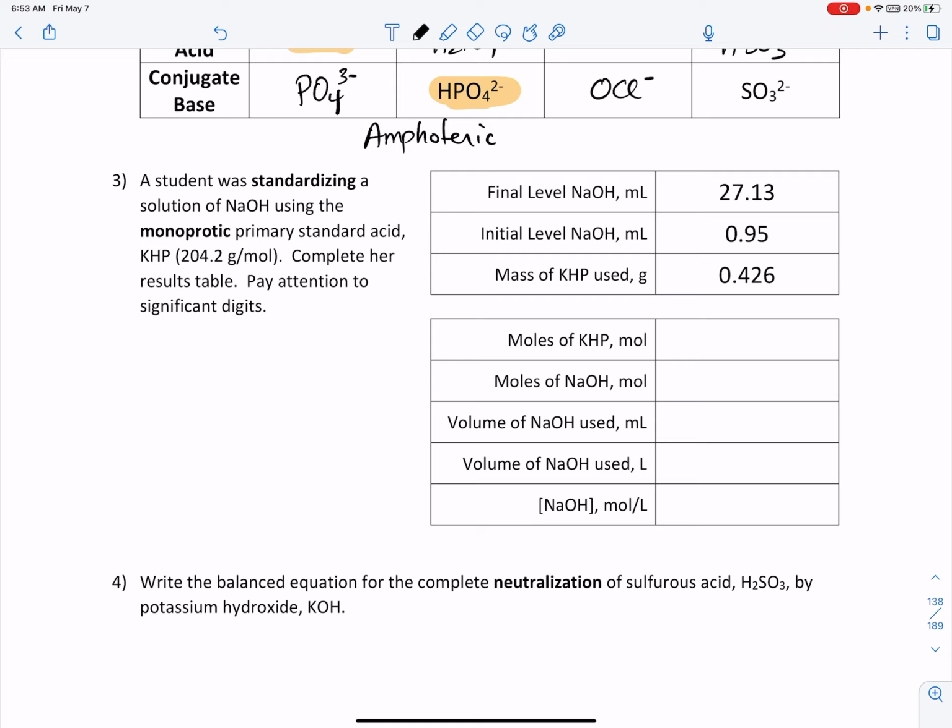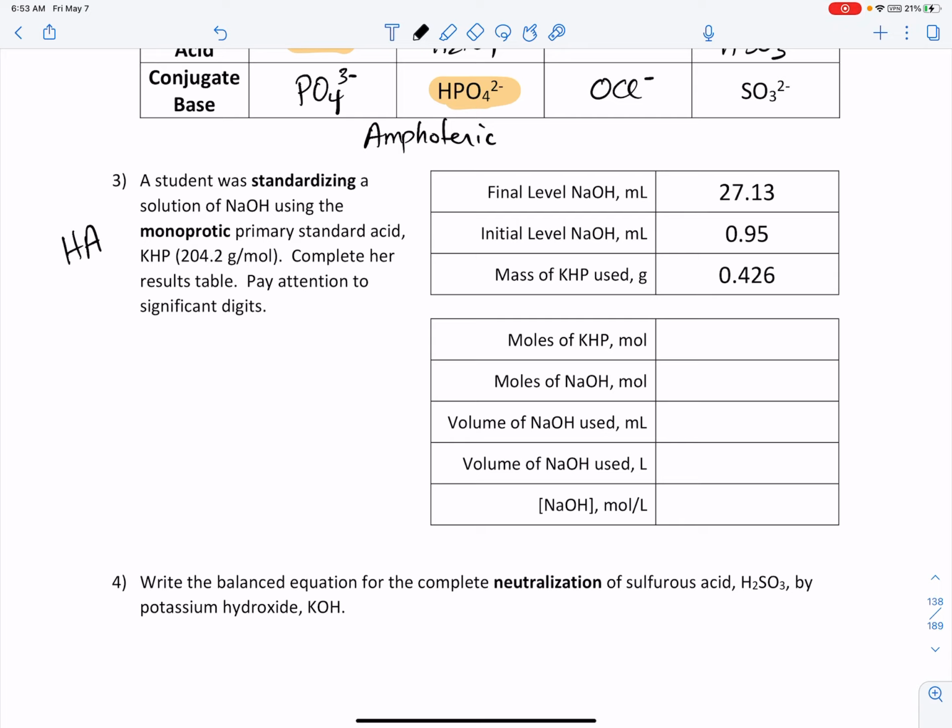We're going to use a monoprotic primary standard acid. This is exactly the acid we used in our lab. Monoprotic, so it's an acid with just one hydrogen. So why don't we simply call it HA in our balanced equations? It's a primary standard, which is a fancy way of saying this acid is pure, right? And we're told its molar mass is 204.2. So we want to complete the results table here.